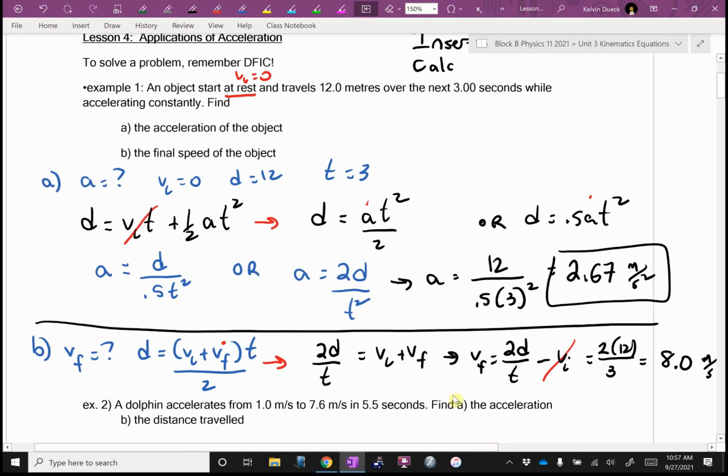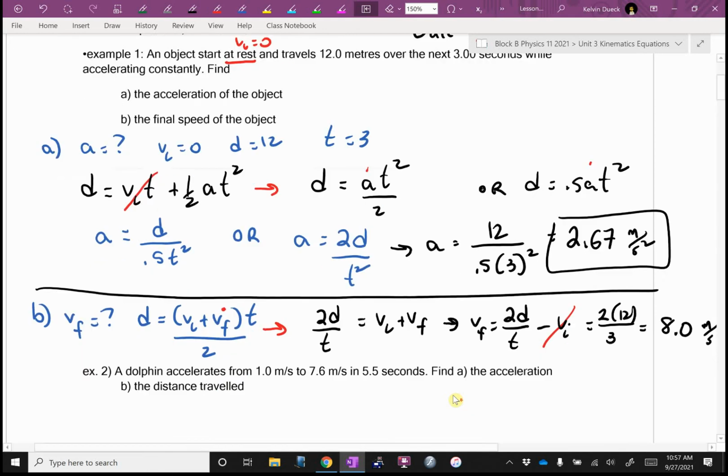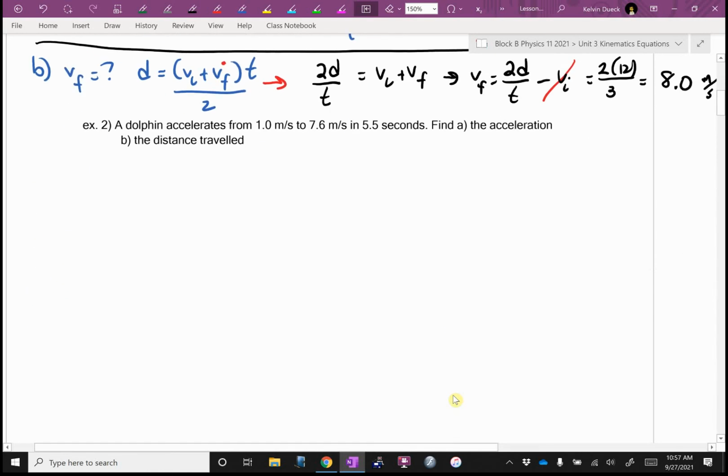So we can find a velocity anytime we want to, given enough information. We can find an acceleration, given enough information. Let's go swimming with dolphins. A dolphin accelerates from 1 meters per second to 7.6 meters per second in 5 seconds. Ooh, cool. Tyson, what does part A want me to find? I totally agree with you, Tyson, my friend. Let's put a little letter A. Let's write down A equals question mark.